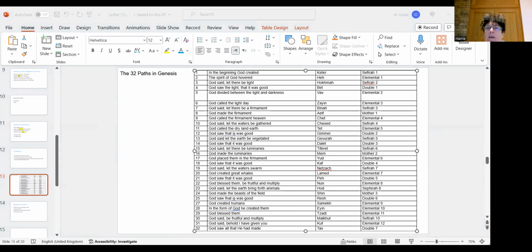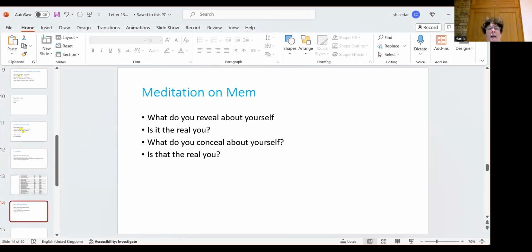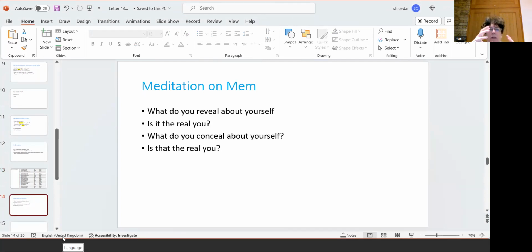So I'm going to end with a meditation on mem. And so you might want to have a moment to just make yourself comfortable and sit in your space. And I thought about this mem, this open and closedness to it. And I wanted you to think a moment about what you reveal about yourself. Is that the real you? What you conceal about yourself, is that the real you? So let's have a moment to think.